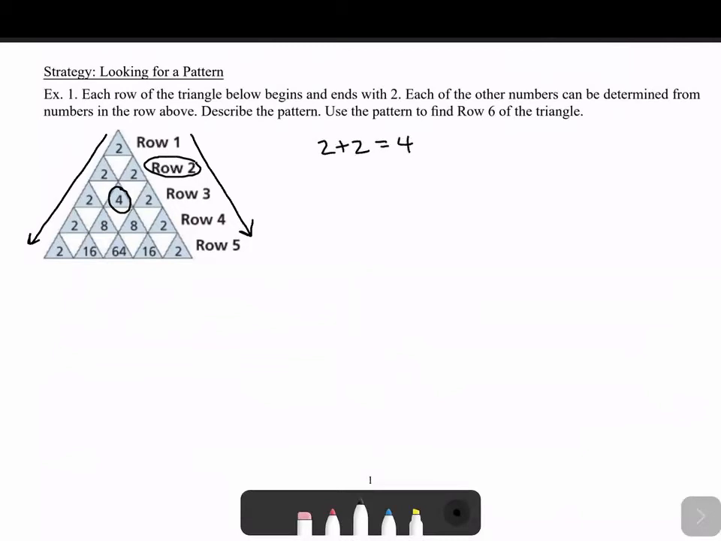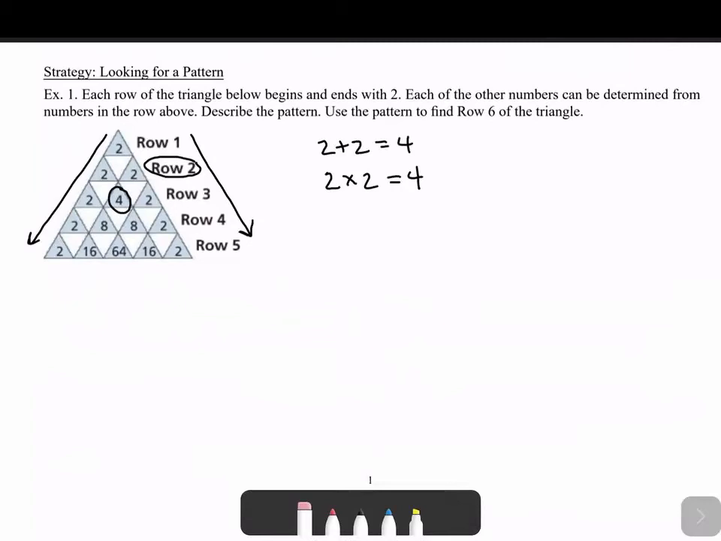And thinking about it some more, that's not the only relationship between 2 and 4. We also know that 2 times 2 is 4. Remember, Pascal's triangle was adding, but we also see this relationship with multiplying. So these are two options of what the pattern could be. Maybe it's adding, maybe it's multiplying, but let's go ahead and look at the next row.